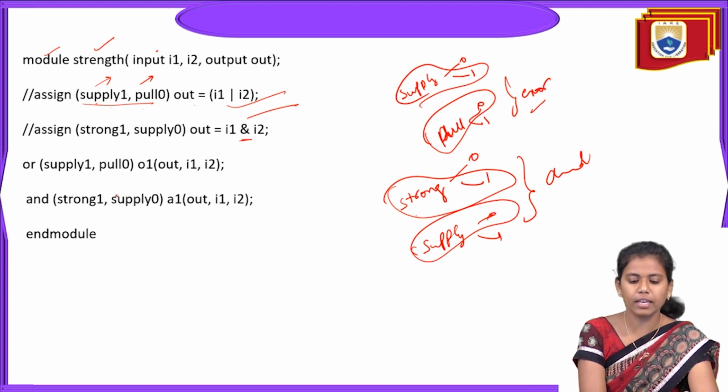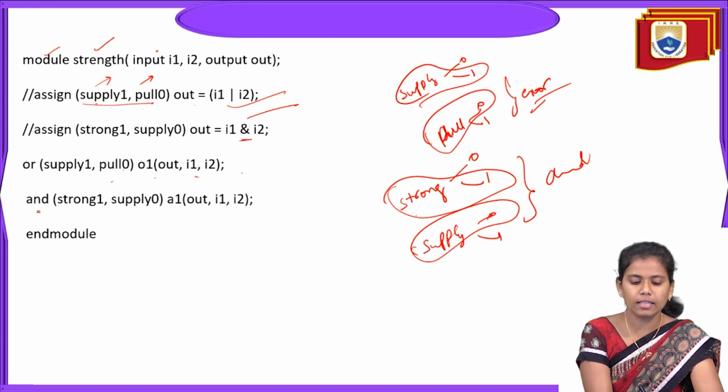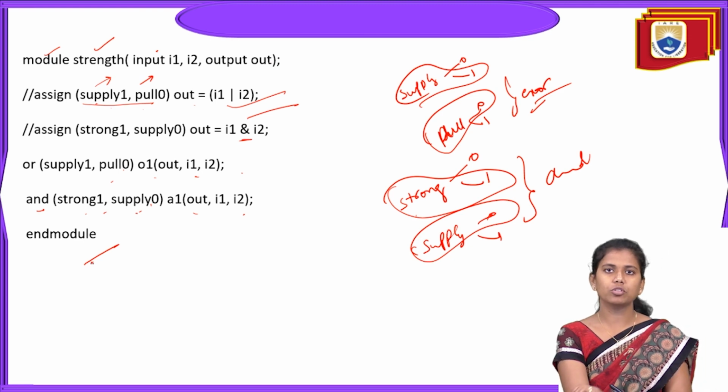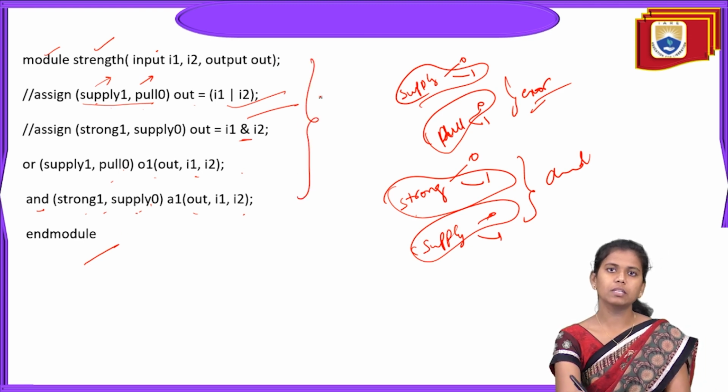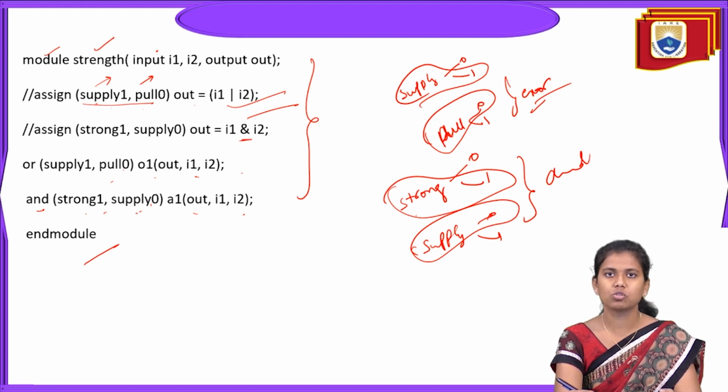Finally OR and XOR. Next, OR with supply 1 and pull 0, out 0 and 1, and this is AND with supply 1, strong 1 and supply 0 out. Then finally endmodule. So this particular example says that we can write the program based on the bitwise operators and the logical operators.